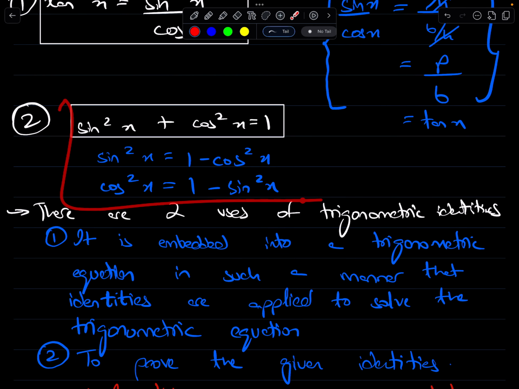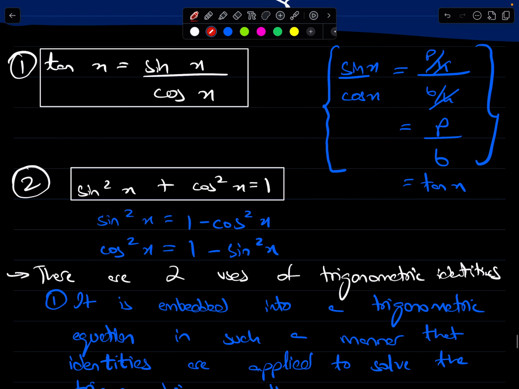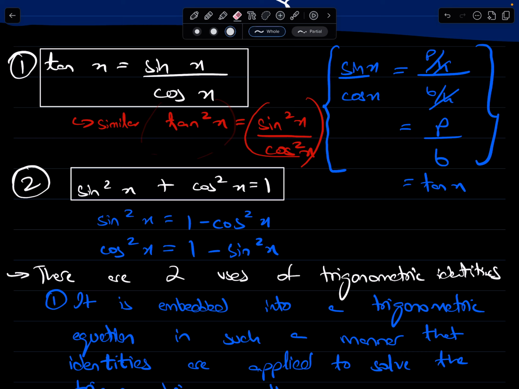Then we have our second identity. Sin square x plus cos square x is equal to 1. You need not know the derivation for this. And this can obviously be rearranged. Now before I move on, I'd just like to clarify the fact that similar to the first identity, if we had tan square x, in this case it would be sin square x over cos square x. Just appreciate the fact that both sides have been squared.